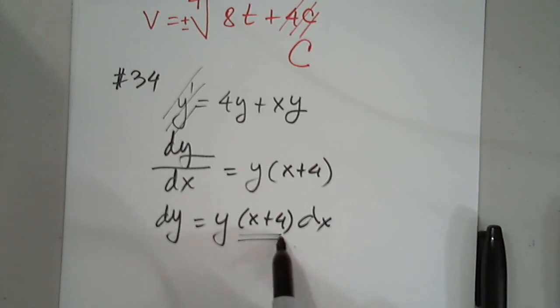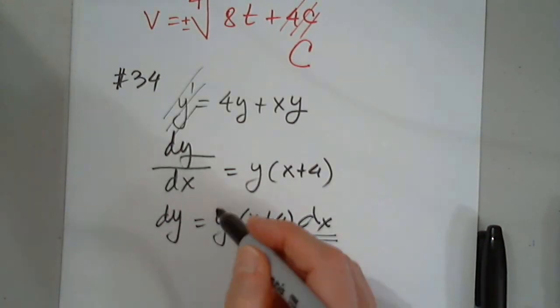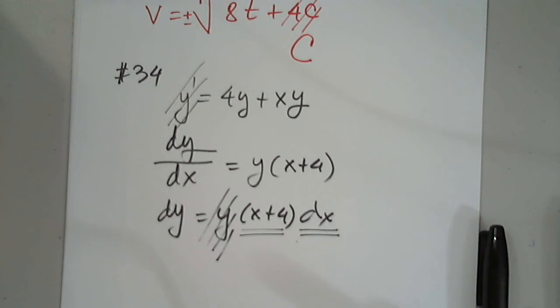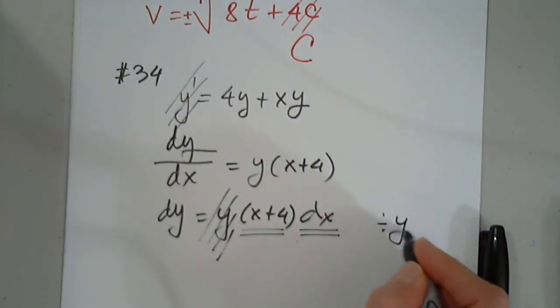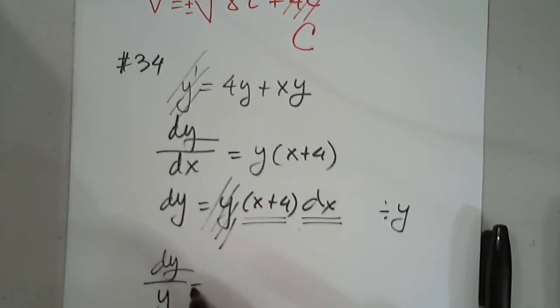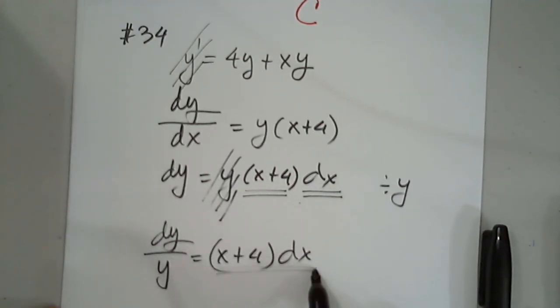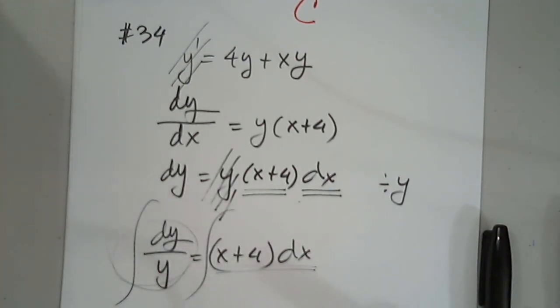But this and this should stay on one side, but this should be on this side. How do I make this go to this side? What should I do to both sides to make that happen? Very good, of course. So then I have dy over y equals x plus 4 dx. They're completely separate. x is alone on one side, y is alone on the other. So then I can integrate.